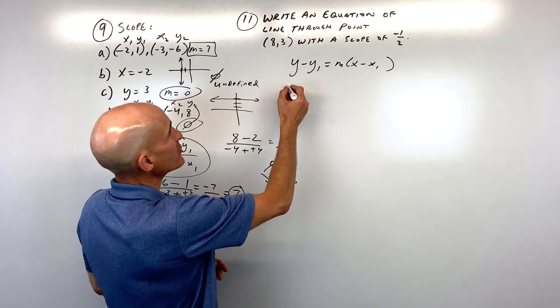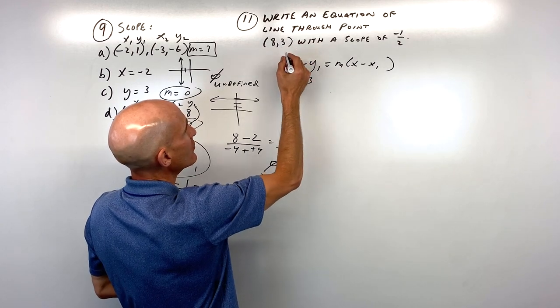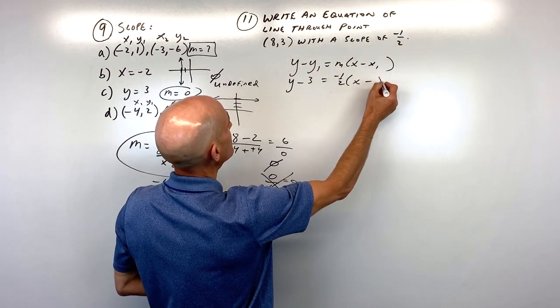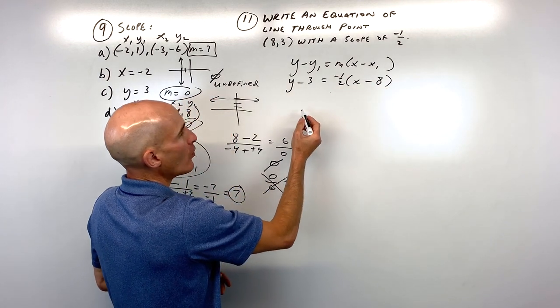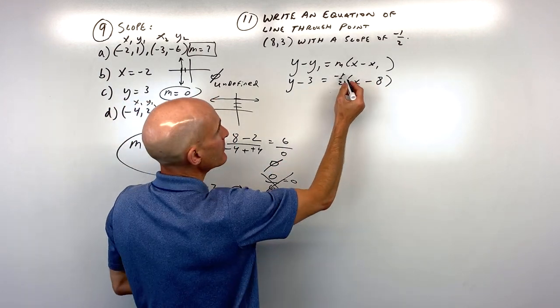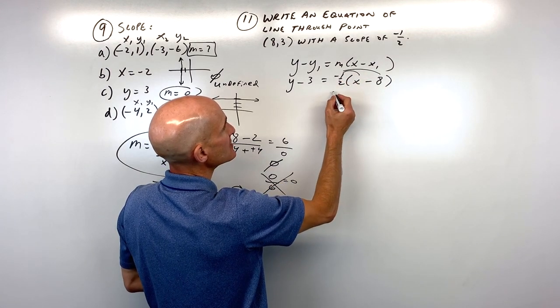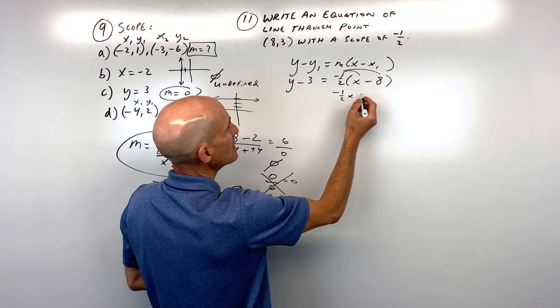So let's do it that way first. So we have y minus the y coordinate of the point equals the slope times x minus the x coordinate of the point. Now we can get this y by itself by adding 3 to the other side, but first let's distribute the negative 1/2. So that's going to be negative 1/2 x.